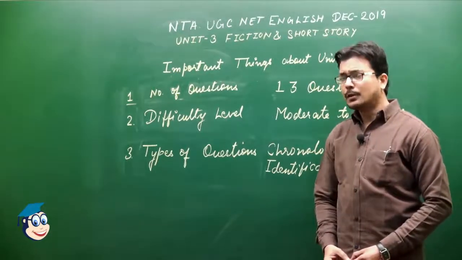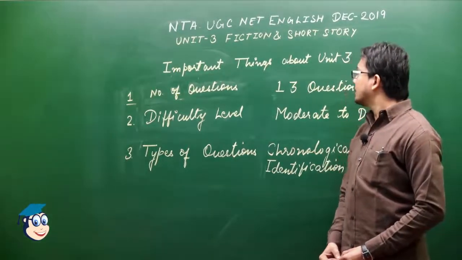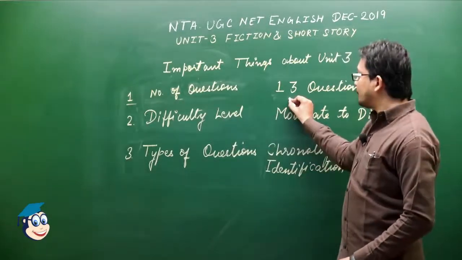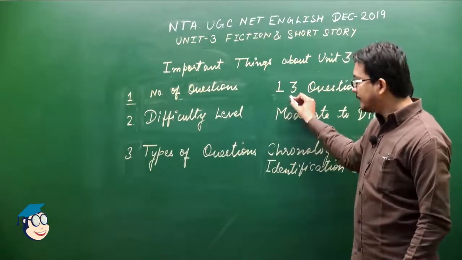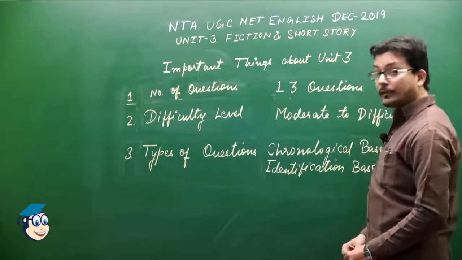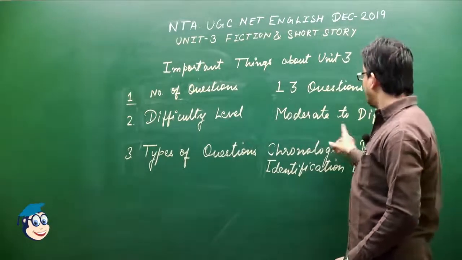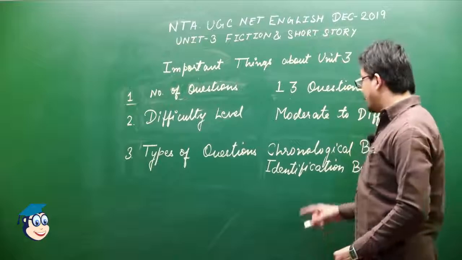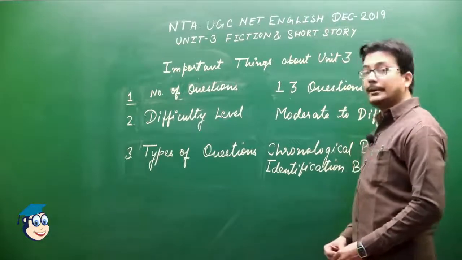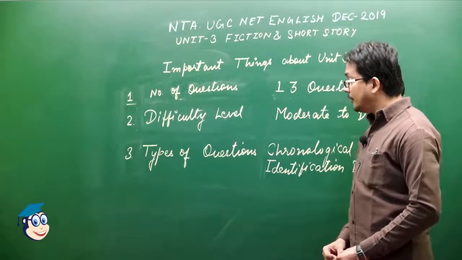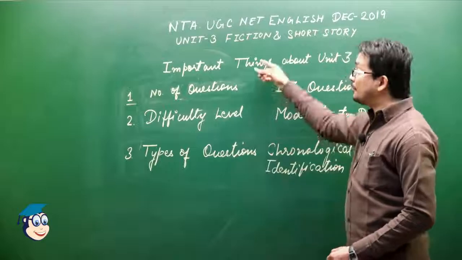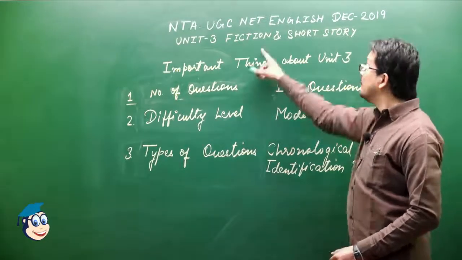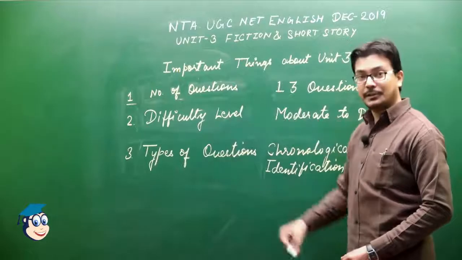The very first thing is about the important things for this Unit 3. The number of questions from this unit was 13. The difficulty level for these questions was moderate to difficult, and the type of questions fluctuated from chronology-based to identification-based. Now, I expect everyone to note it down first, and then we are going to talk about the solutions of fiction and short story, that means Unit 3.